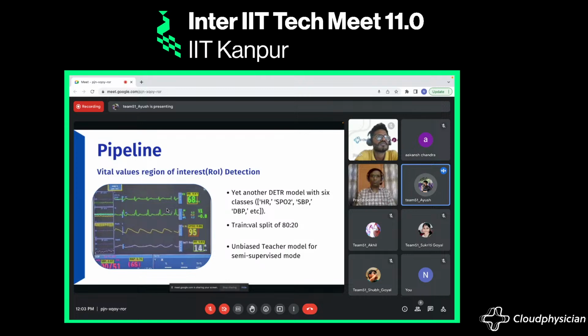Then in the second stage of the pipeline, we had to find the regions of interest, which are the vital bounding boxes. So we again fine-tuned a DETR model on six classes, which are HR, SpO2, RR, etc., and we gave it the same training to validation split of 80:20. We tried to improve upon this stage by using semi-supervised learning. I'm going to talk about it in the improvement section of this presentation. Basically, there is an Unbiased Teacher model published by Facebook Research that can use unlabeled data to make the models better.